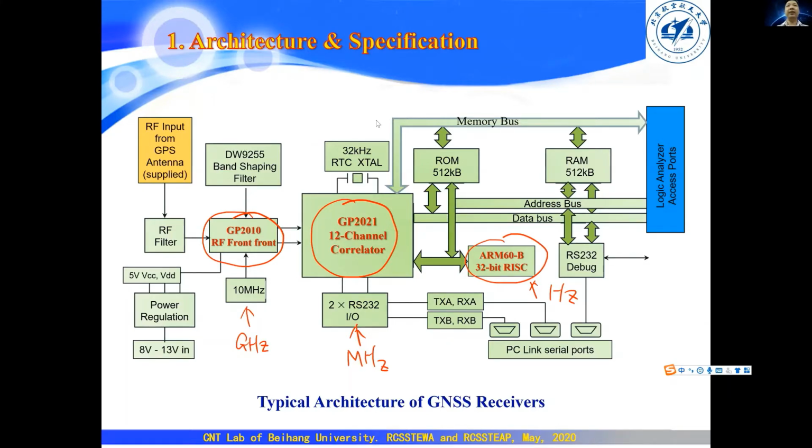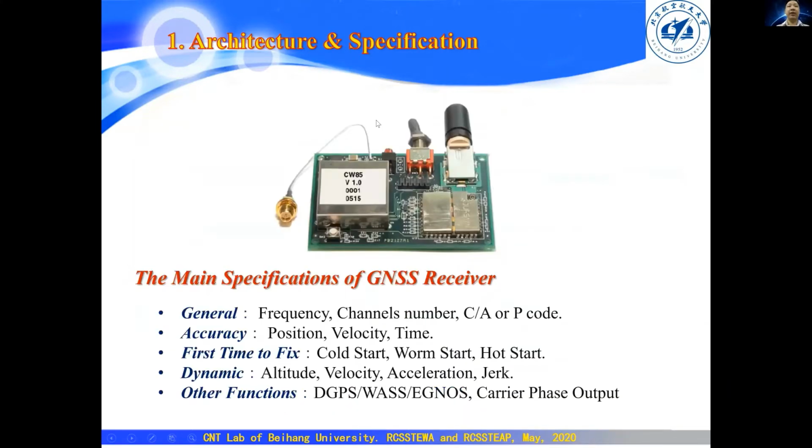Before we talk about this architecture, the main specifications. For example, if you buy something, then you need to open the book, open the specification to read the documents. So mainly the GNSS specifications contain the following parts.